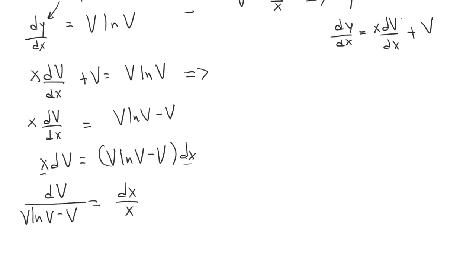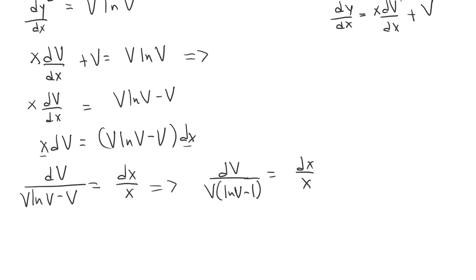Now, with a little bit of algebra, you can actually see that this is just dv over v times (ln v minus 1) equals dx over x. Well, now all I have to do is integrate both sides. It's separation of variables again. So we have the integral of dv over v times (ln v minus 1) equals the integral of dx over x.